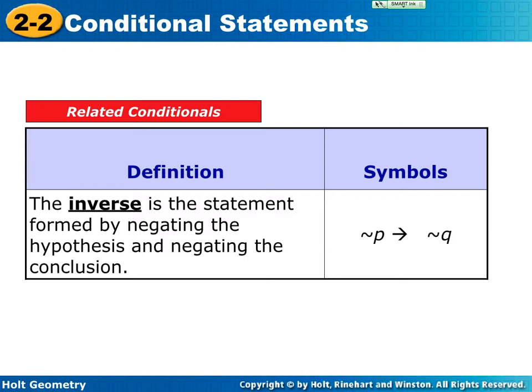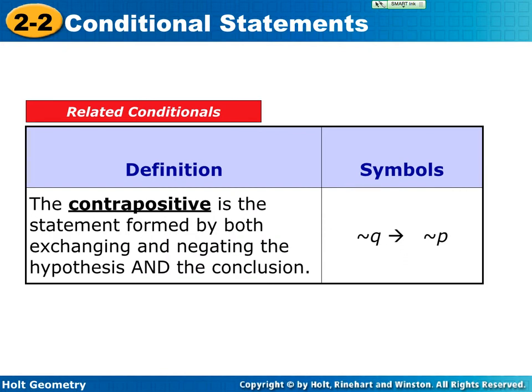Okay, and this symbol, that squiggle in front, means negation of P. So if not P, then not Q. So it's in the same order as the conditional, but you negate both parts. And the last one was the contrapositive, which you do what? You negate and switch the order. Or if you want to say it's the same order as the converse, but you negate each part.